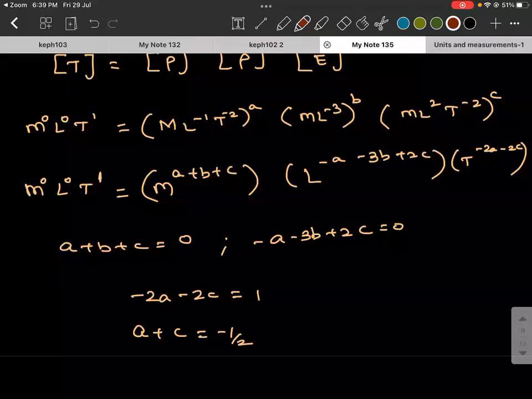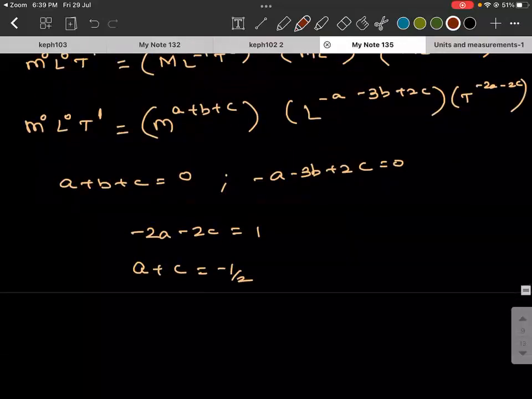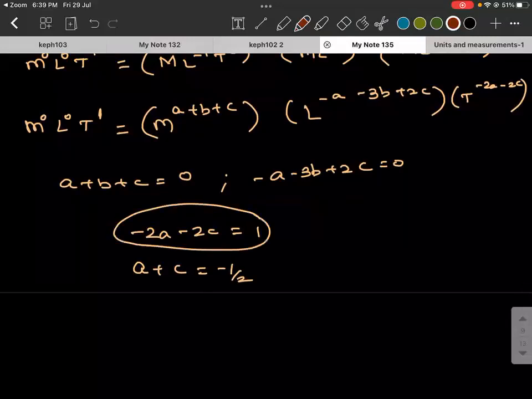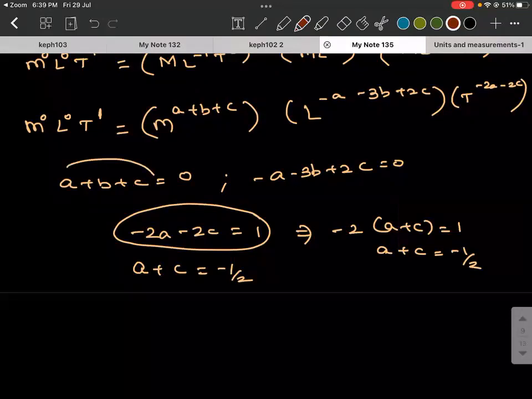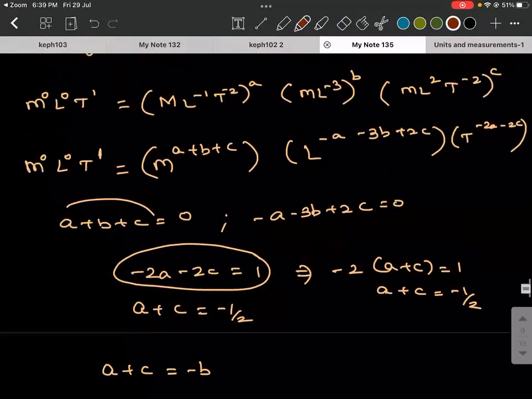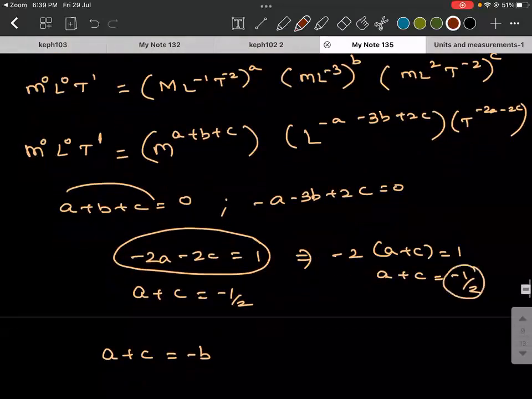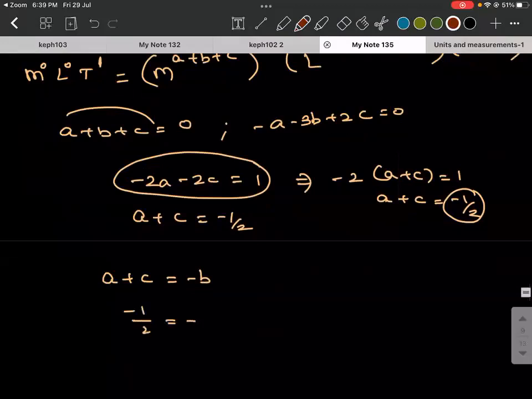Your answer is right. Simple, guys. See, minus 2A minus 2C is equal to half. So if I take minus 2 outside, A plus C is minus half. Correct? First expression I have A plus B plus C as 0. So A plus C will be minus B. But I already have A plus C as minus half. So minus half is equal to minus B. Now, how much is B? It is half.